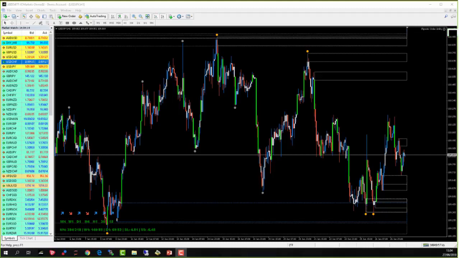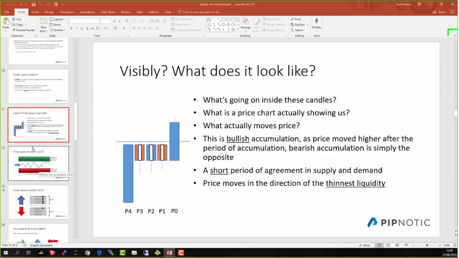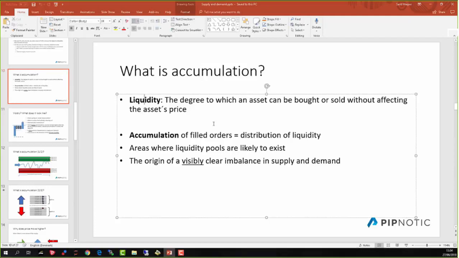Today we are going to talk about, as always, supply and demand. We're going to cover some basic theory, and I'm going to show you a project that I've been working on, that I've been using to confirm some of the theories that I've had in relation to supply and demand. But as you all know, if you've seen some of the previous webinars, supply and demand is all about liquidity. So liquidity is ultimately the degree to which an asset can be bought or sold without affecting the asset's price.